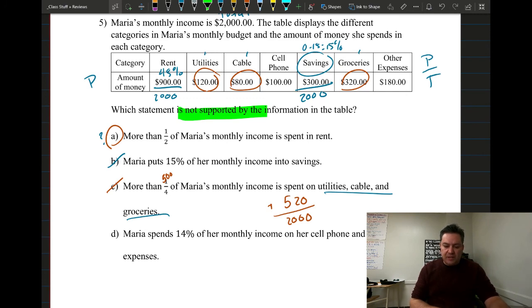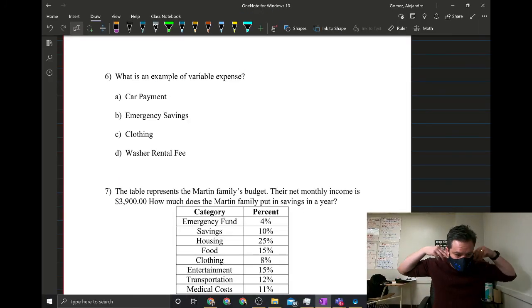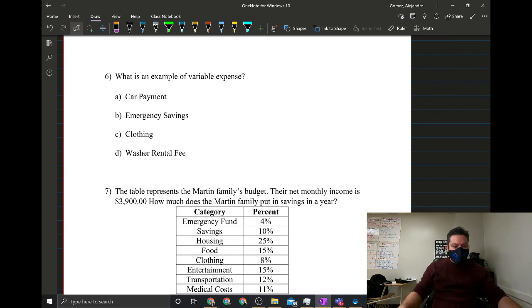It should be it. So number 6, it says, what is an example of a variable expense? Okay, we talked about this when we talked about budgets. We have two types of expenses. One is variable and the other one is fixed. Remember, fixed doesn't change. It's always going to be the same amount every month.